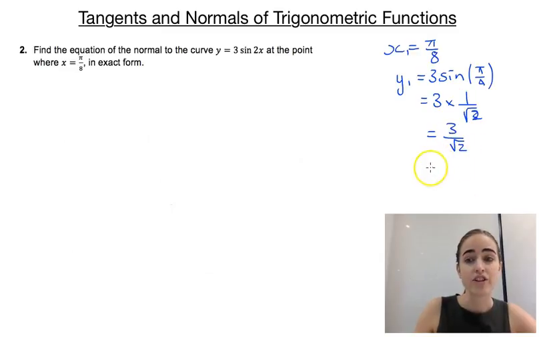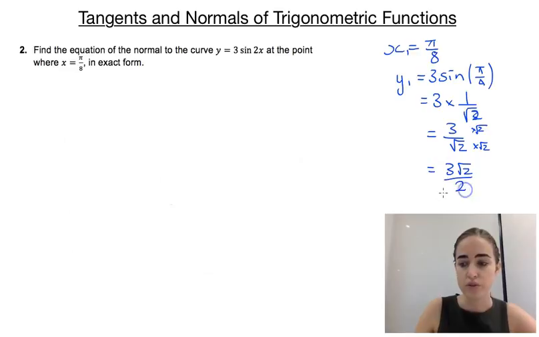But then let's rationalize the denominator there. So we multiply top and bottom both by root 2. And we end up with 3 root 2 over 2. So that gives us our x1 and our y1. Now we need to find our m, our gradient of the normal though. So just being a little bit careful with that.